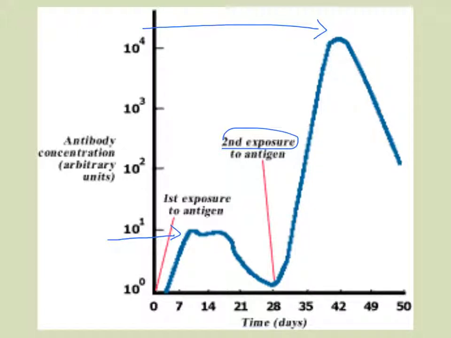The same thing is true of your T cells. You've got the memory T cells present in the bloodstream, so they can quickly produce the cytotoxic T cells that can go out there and attack the cells that are infected.